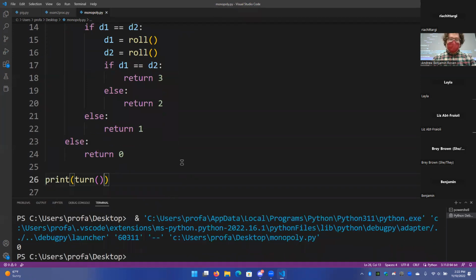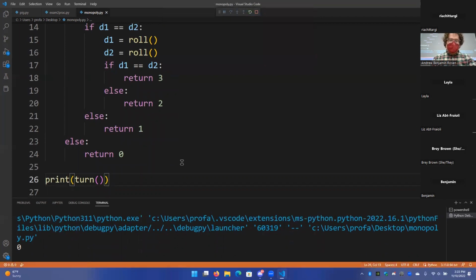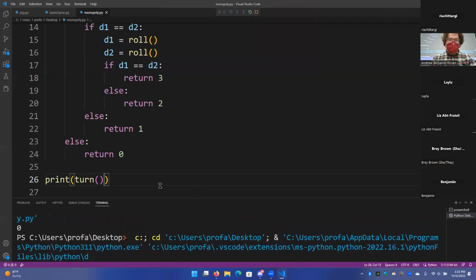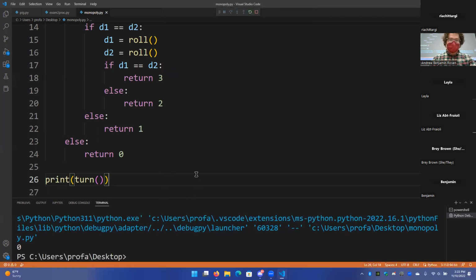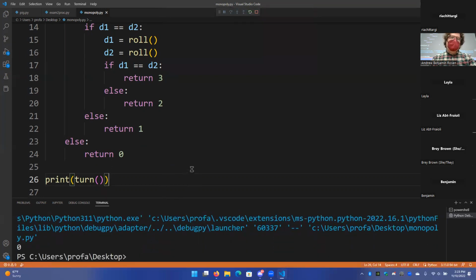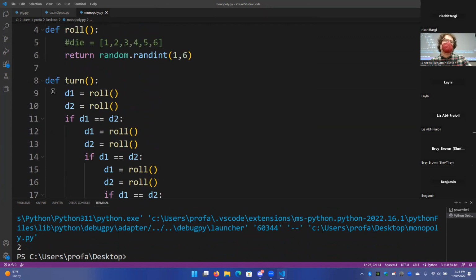And there we got 0. So no match there. 0. Really going slow there. 0. Now, getting a lot of zeros is a fairly common outcome, because what are the chances that 2 dice come up the same?